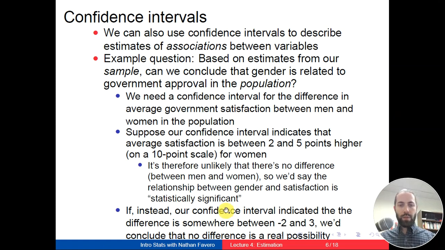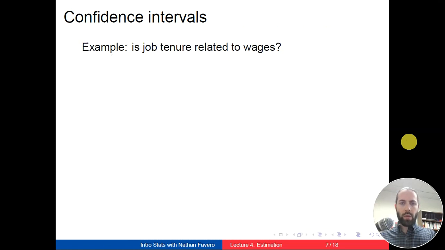If instead we ran the numbers and found a confidence interval with a range of -2 to 3, notice that when we start with a negative number and end with a positive number, that means that 0 falls within that range. Then we'd conclude that there's no statistically significant difference. In other words, it's very possible that attitudes of men and women are the same on average, right? That's what a range like this would indicate. So, again, we're not going into too much detail yet, just giving an overview of what confidence intervals are and what kinds of things we can use them for.